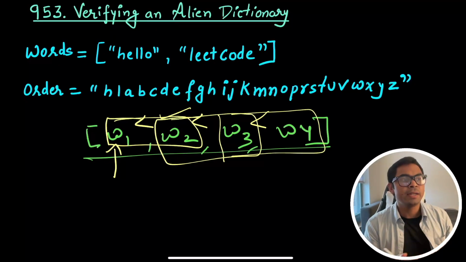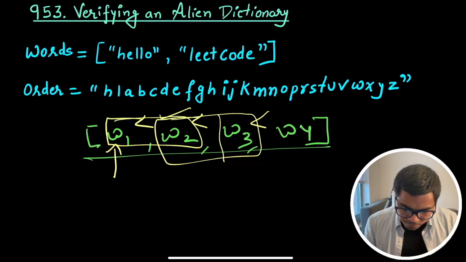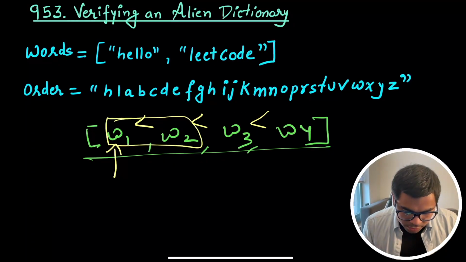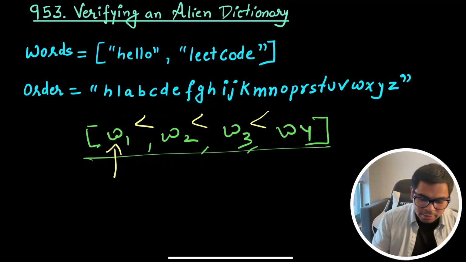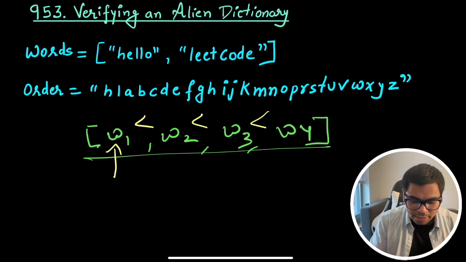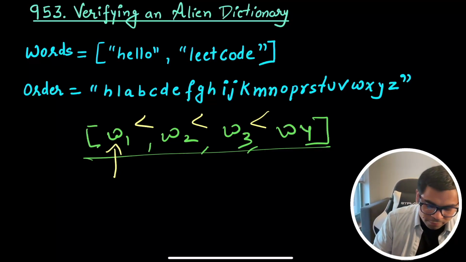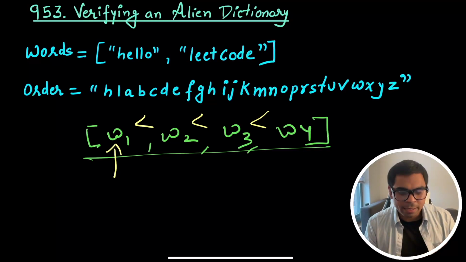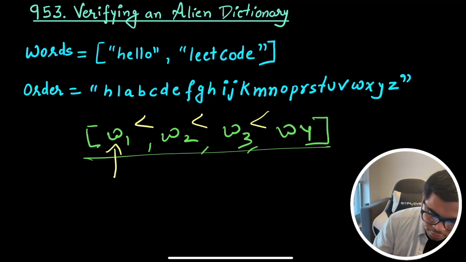So I will be comparing them in pairs. In order to compare these two words, I will go through all their letters, and I can do that basically by using a for loop. But before that, how am I actually comparing? I'm comparing based on the index order of these letters or characters. So it will be 0, 1, 2, 3.